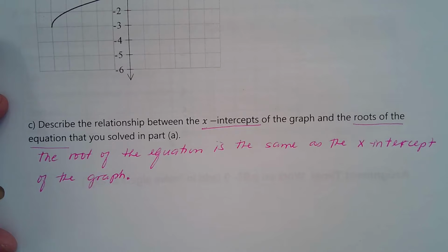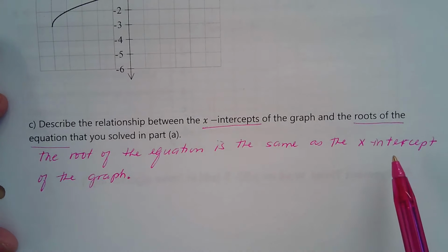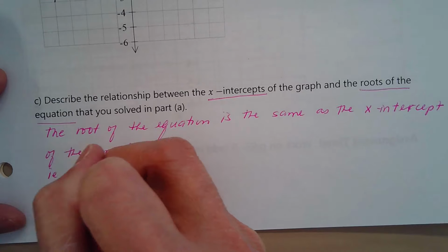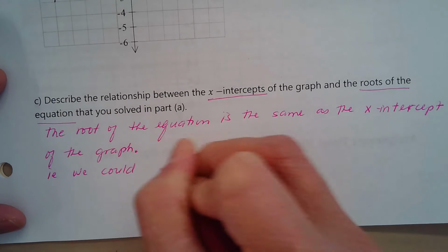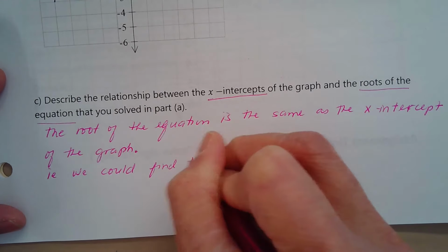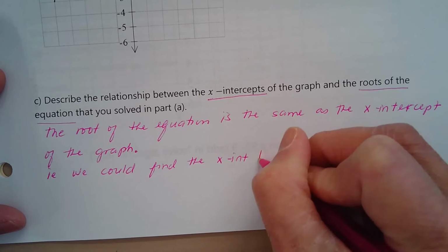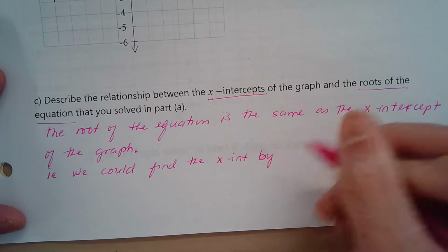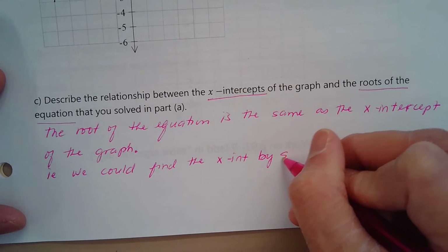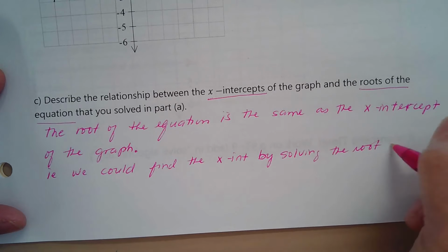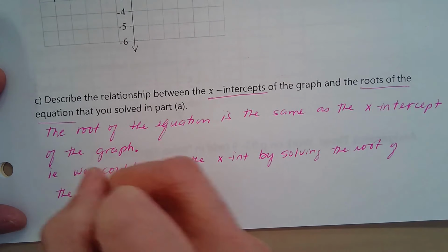So what we could do is we could always find the x-intercept by figuring out the roots of the equation. I.e., we could find the x-intercept by solving for the root of the equation.